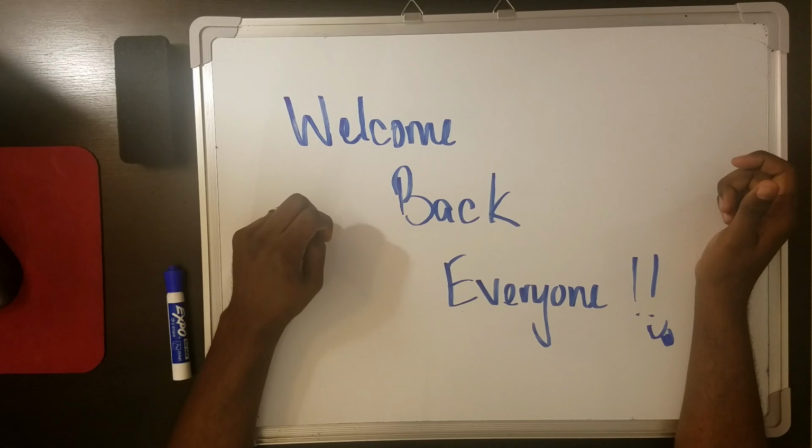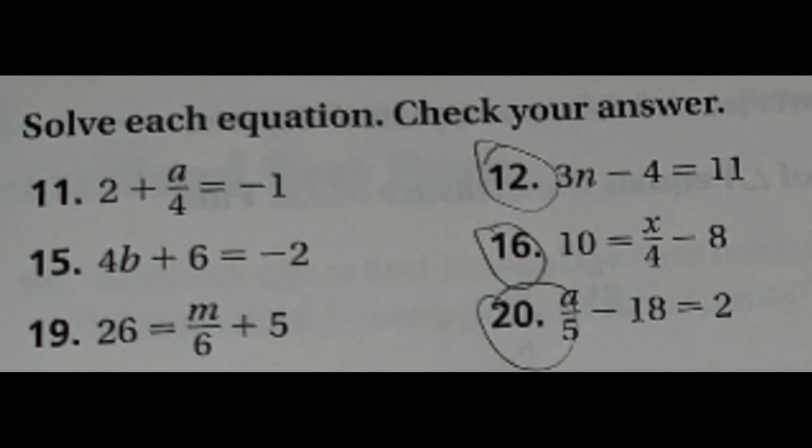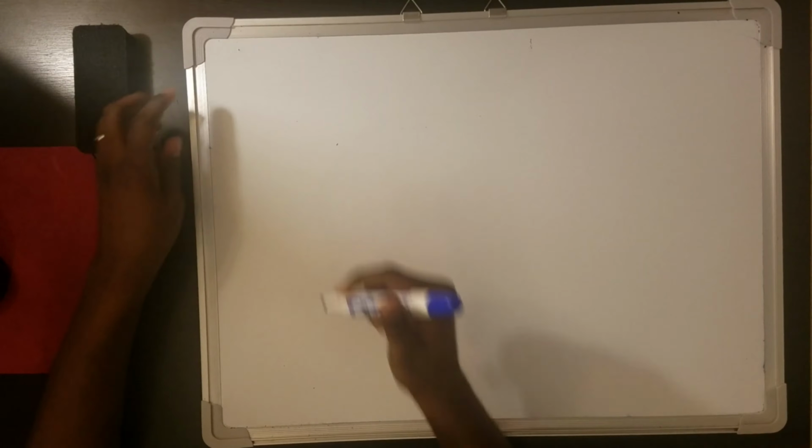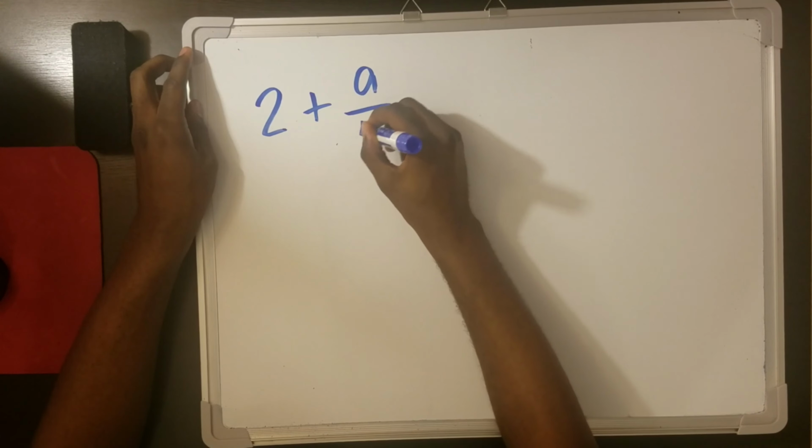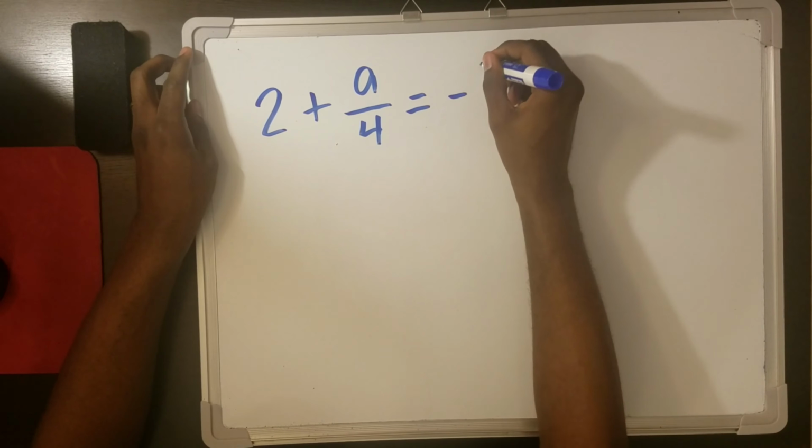Let's jump right in. So the first question we're going to do today is number 11 that you see on the screen. It says 2 plus a over 4 equals negative 1. All right, so 2 plus a over 4 equals negative 1. So we're going to write that like 2 plus a over 4 equals negative 1.